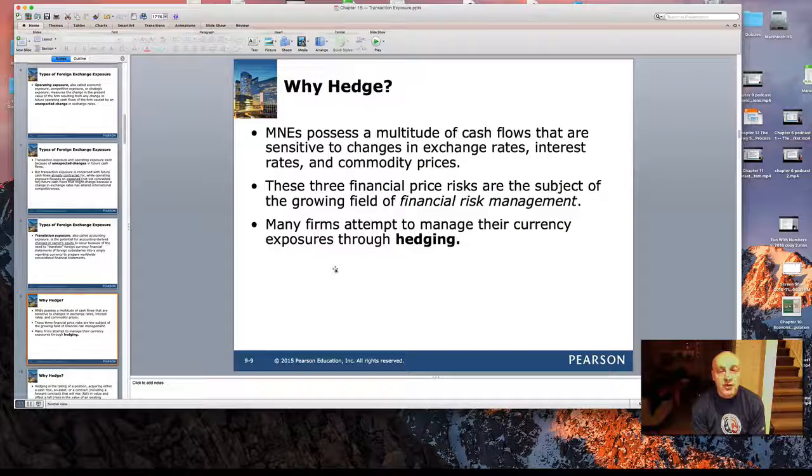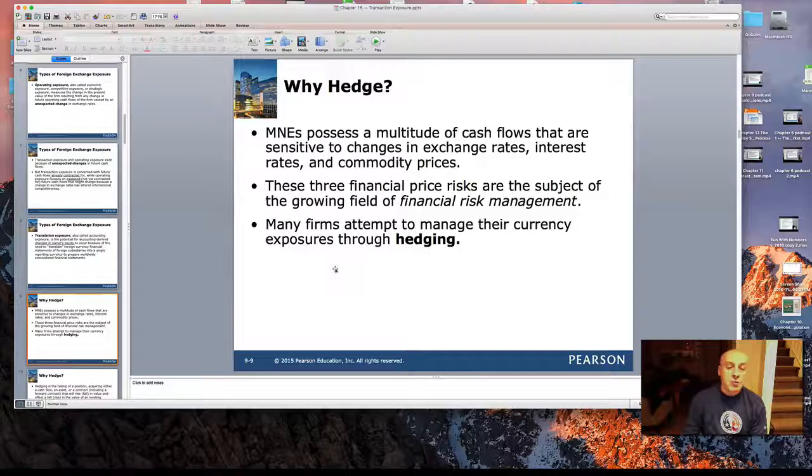Multinational enterprises or multinational companies have a bunch of different cash flows that they deal with, and they're very sensitive to them. So they're not only worried about changes in exchange rates, but they also have to worry about changes in interest rates and commodity prices. When we look at these three financial price risks, these are the subject of what's known as financial risk management. So how can management minimize the effect of changing exchange rates, interest rates, and commodity prices? That's what financial risk management focuses on.